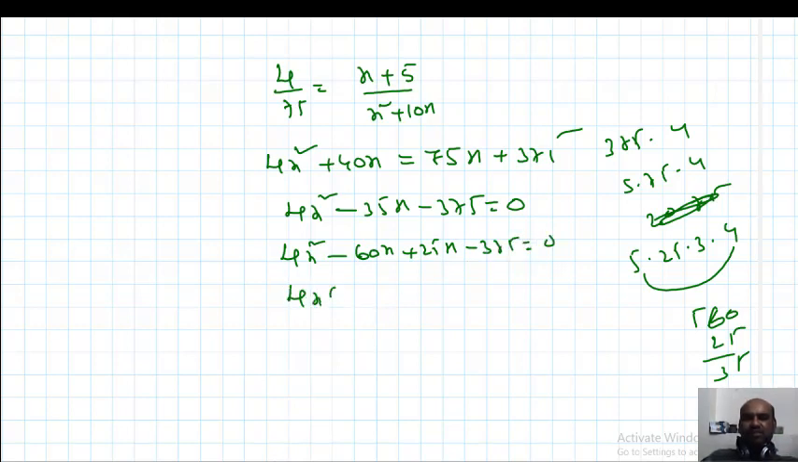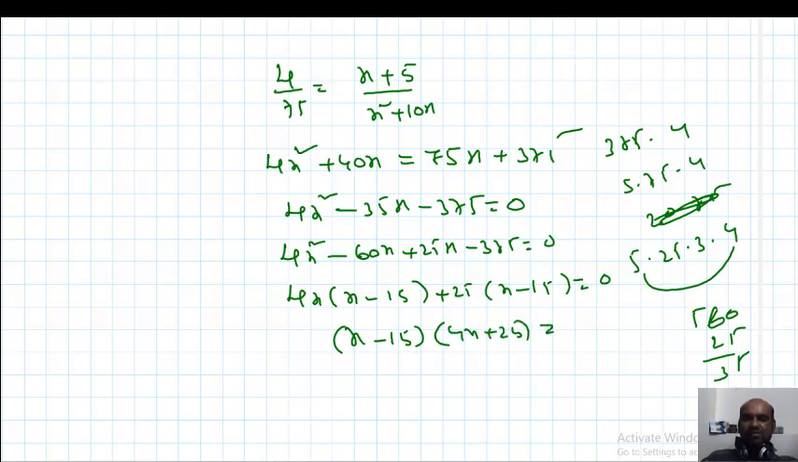Here I can take 4x common, like 4 x minus 15, plus 25 taken common, x minus 15 equal to 0. x minus 15 into 4x plus 25 equal to 0. x is equal to 15 or minus 25 by 4. But minus 25 by 4 should be rejected because x should be positive. x equal to 15, since x is positive.